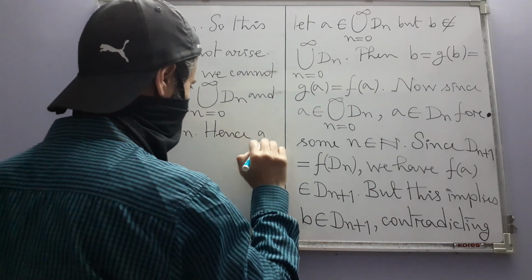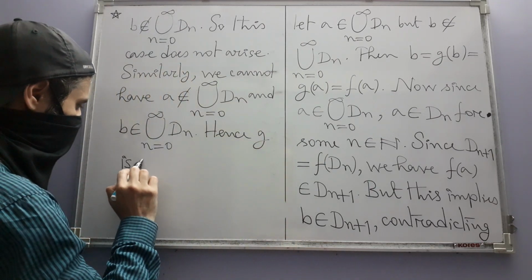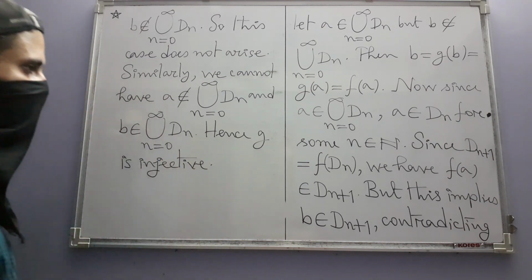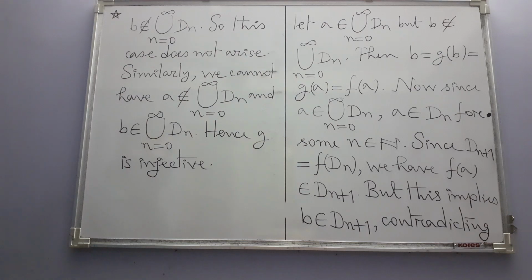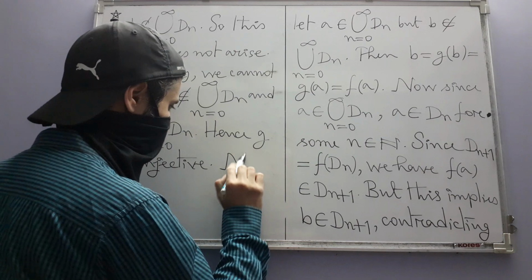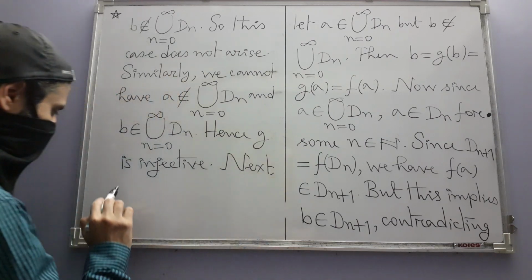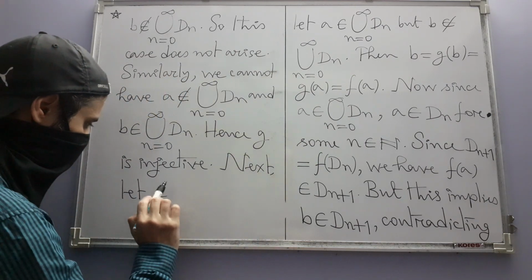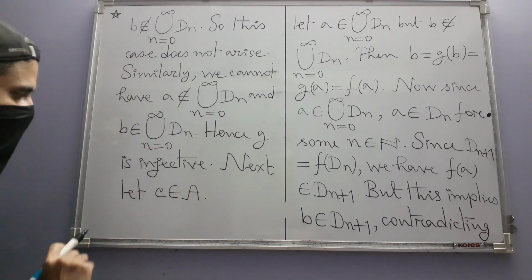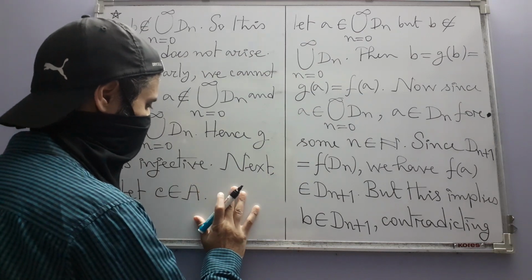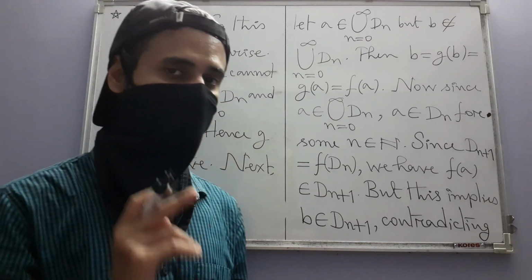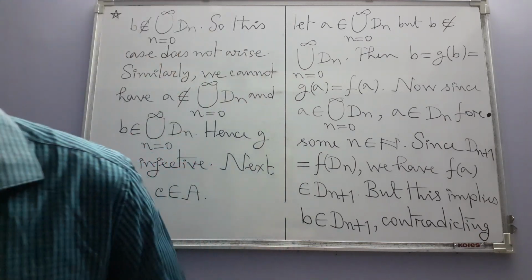Hence, G is injective. Okay, now we come to the task of proving that G is surjective. Next, let C belong to A, because A is the range of G. Now we need to find an inverse image of C in B under G.